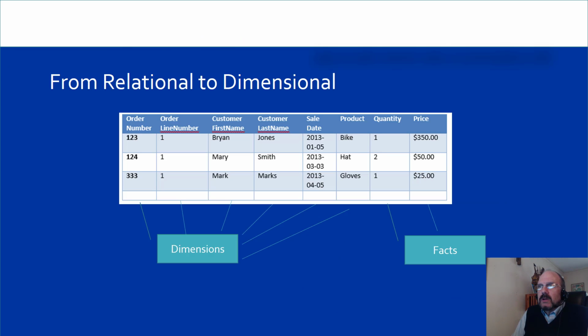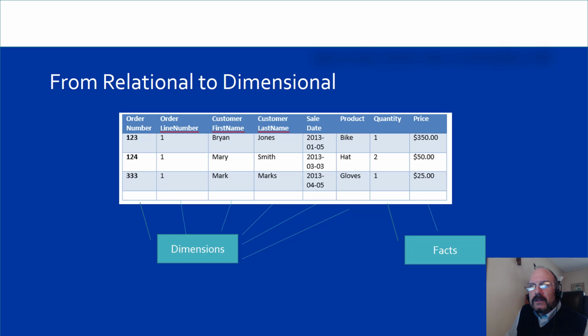So this slide is showing us a typical relational table. Nothing fancy here. This is how a relational table would very likely look. We can see that we have order number, order line number, the customer's first name and last name, a sale date, a product, a quantity, and price. This is a good way to look at the difference between OLTP versus dimensional modeling. The dimension values come from order number, order line number, first name, last name, sales date, and product. And then the quantity and price would be your facts, right? Those are numeric columns. They measure the event. That's the difference. We would split these off.